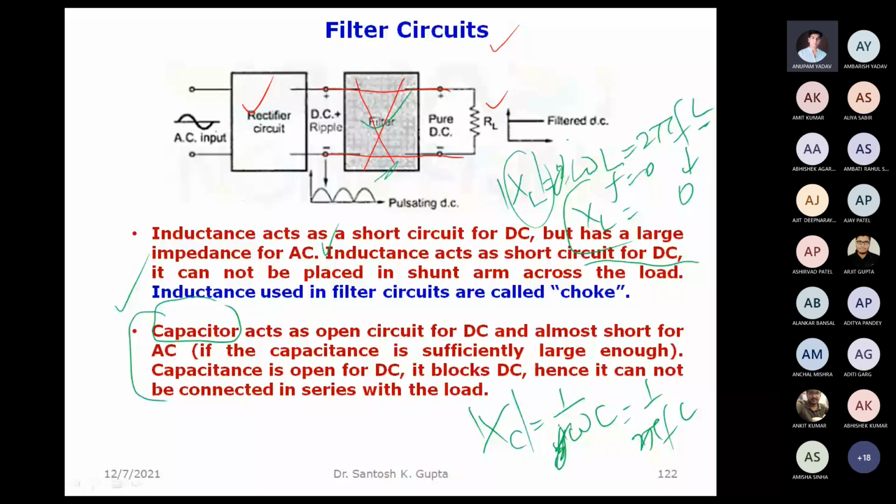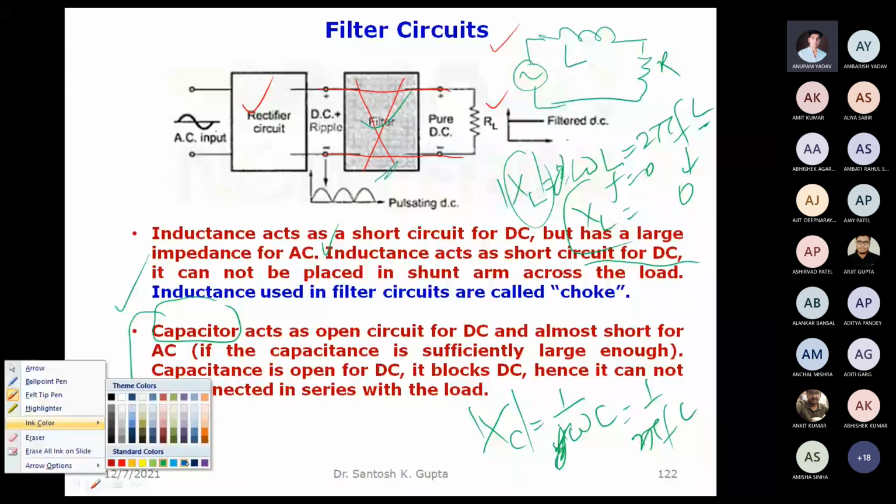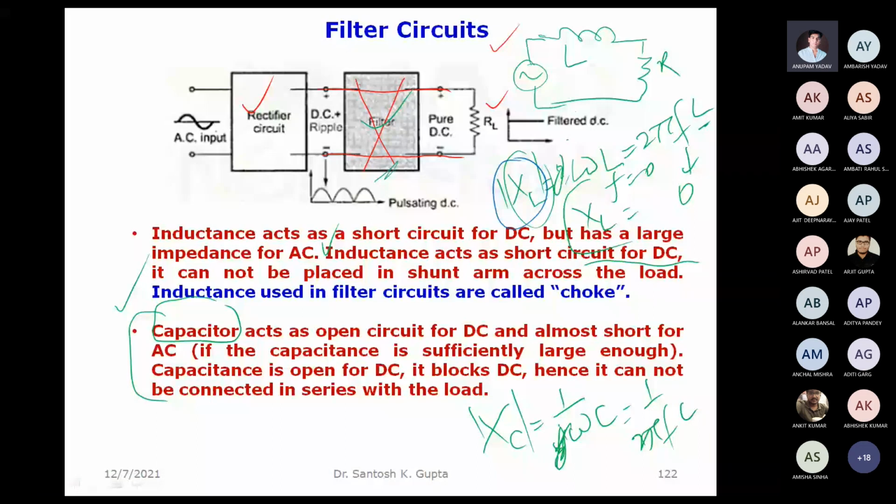Why should we connect the capacitor in parallel or series? So the idea here was that we should connect the inductor in series. As we can see here, the impedance given by the inductor is omega times L.